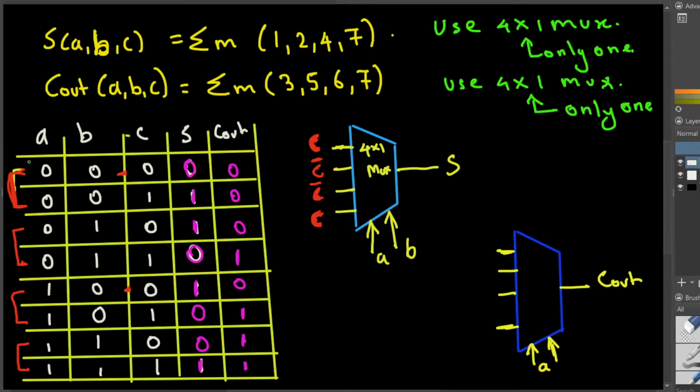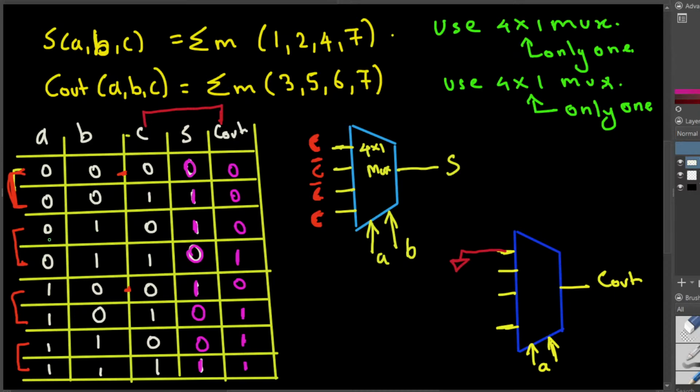Okay, let's decide. When A and B are 0, 0, what's happening to the C? Here we have to compare C and C out. We don't care about what happens to S. So when C is 0, C out is 0. When C is 1, C out is still 0. So it doesn't matter what the C value is, the C out is always going to be 0. So you can connect this one to the ground, because the value is always 0. Doesn't matter what you put for C.